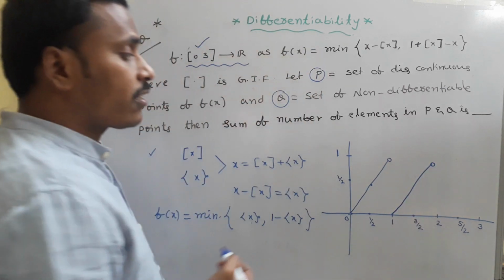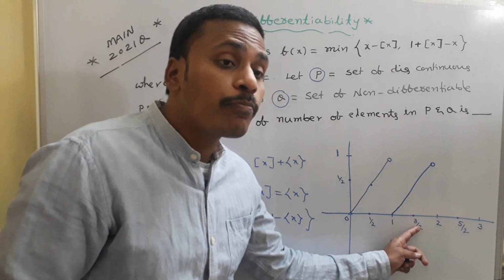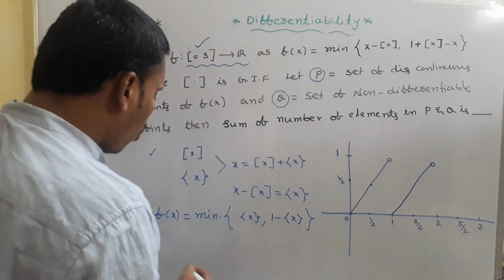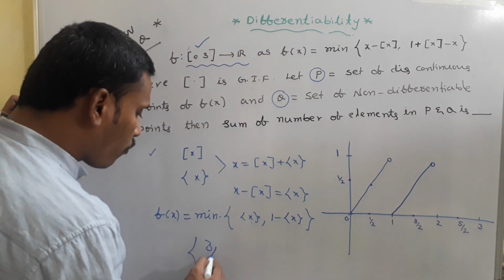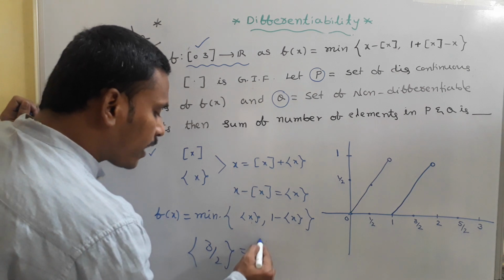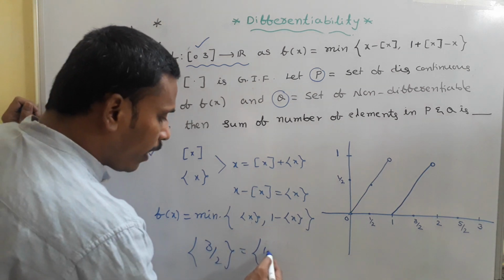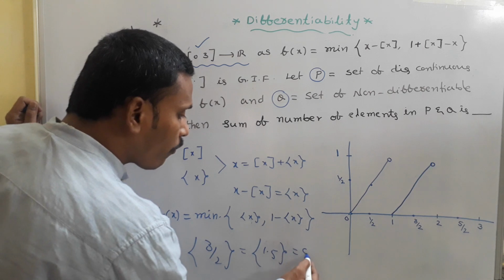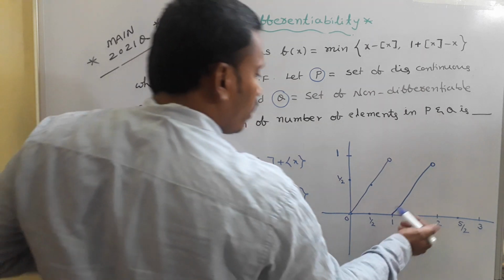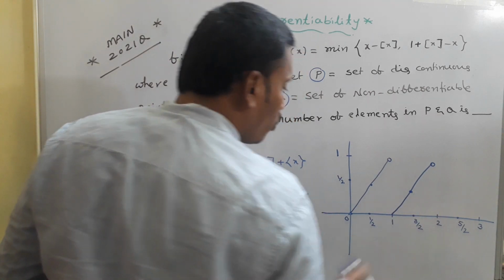This is the graph of fractional part of x. Why? Because at 3 by 2, just think about it, I think you all know the fractional part of 3 by 2. The fractional part of 3 by 2, which is 1.5, is 0.5. Again at 3 by 2 the value is 1 by 2 only.